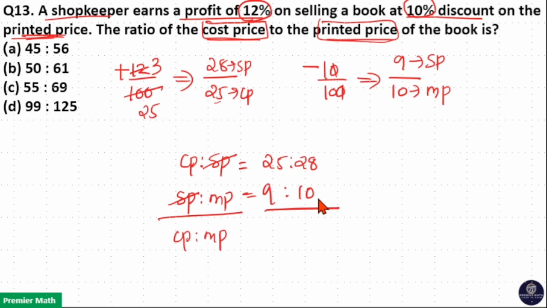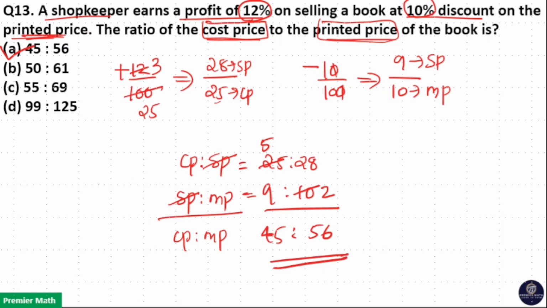So here 5 goes 2 times in 10, 5 goes 5 times in 25. Now 9 into 5 is 45 and 28 into 2 is 56. So option A is your answer. That is cost price is to mark price is 45 is to 56.